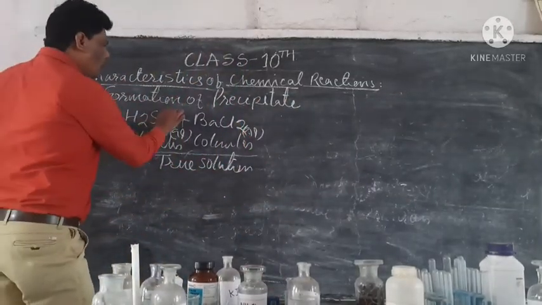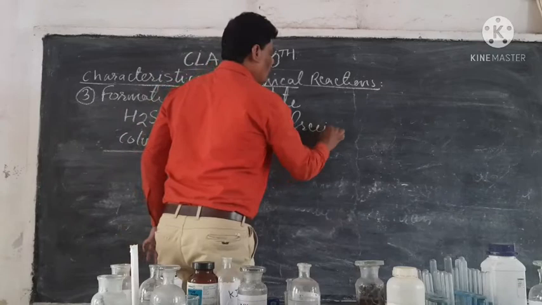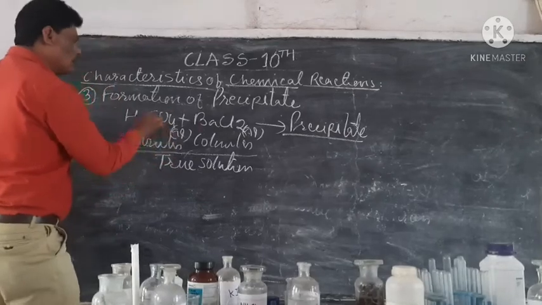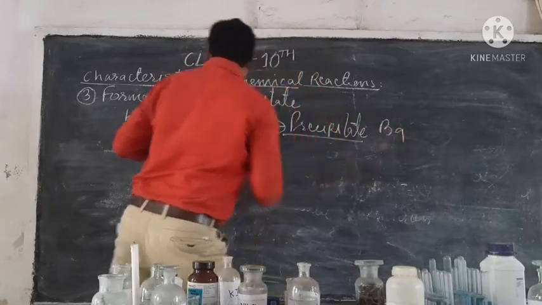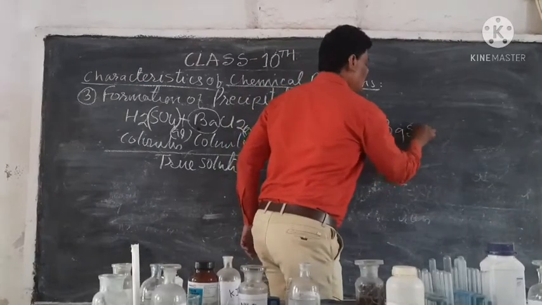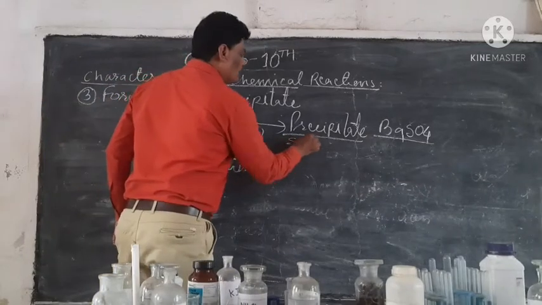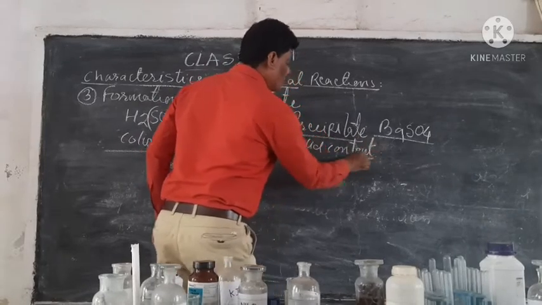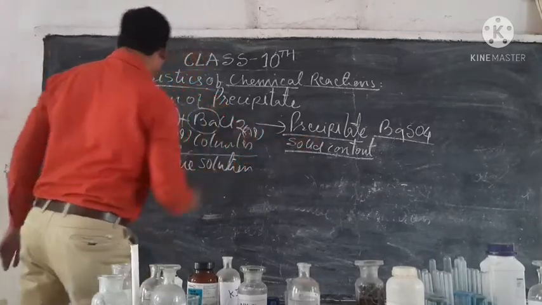So when H2SO4 reacts with BaCl2, it converts into precipitate. Now we can even write the name of this precipitate. The name of the precipitate is barium from one chemical substance, write it Ba, and SO4 from another chemical substance, that becomes BaSO4. So this is the precipitate. Precipitate is the solid content present in the reaction vessel or reaction mixture after the chemical reaction takes place.